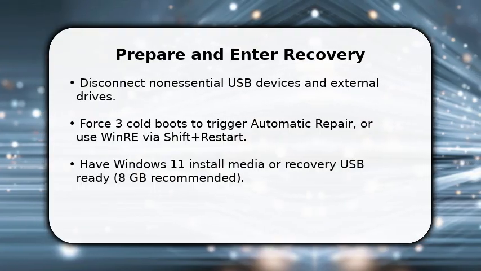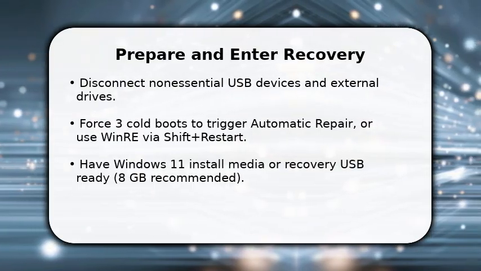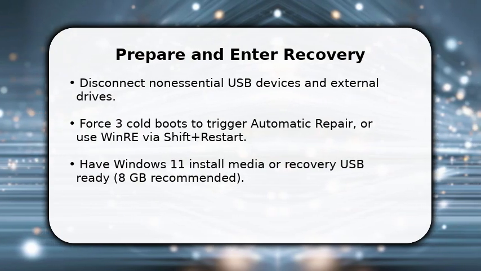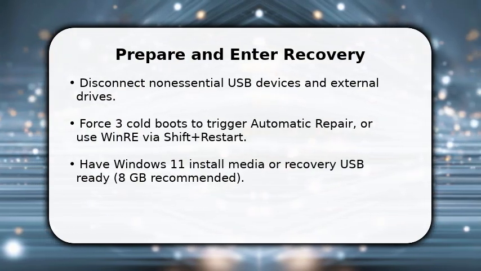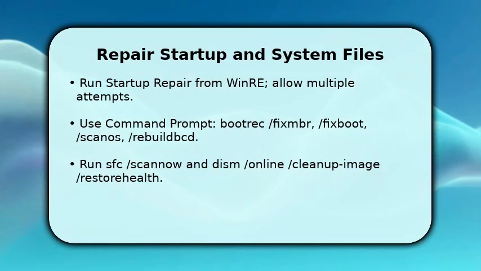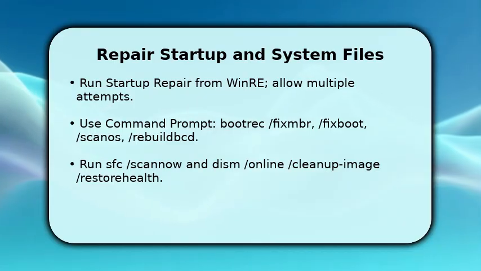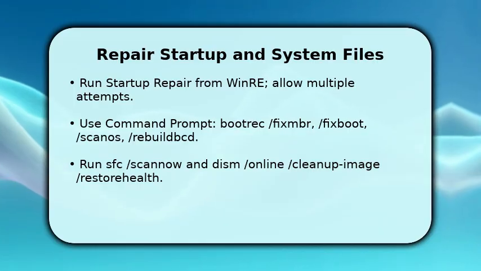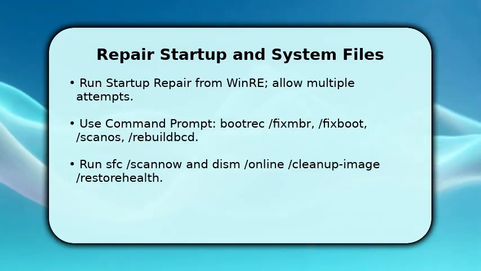If automatic repair runs, let it complete a pass so you know whether to escalate to manual fixes. Once you're in Advanced Options, run Startup Repair first because it automates common boot fixes. If that fails, open Command Prompt and run bootrec commands /fixmbr, /fixboot, /scanos, then /rebuildbcd to fix boot records.